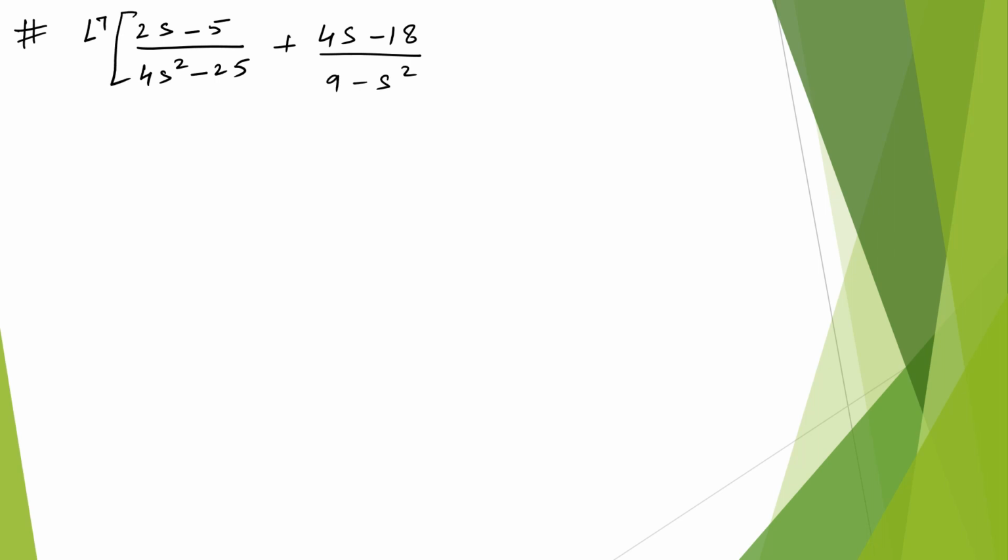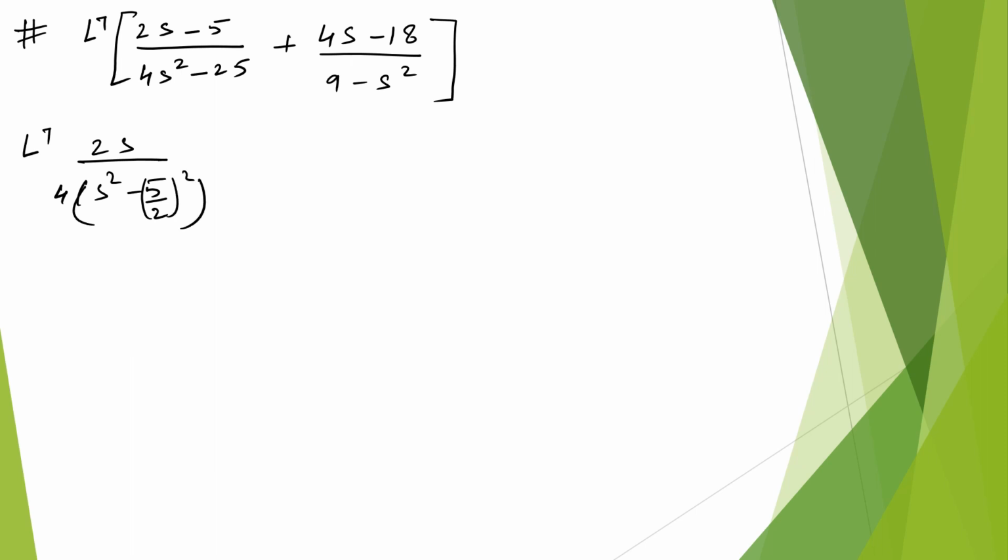Now we are taking one more example: find the Laplace inverse of (2s minus 5) over (4s square minus 25) plus (4s minus 18) over (9 minus s square). To find the Laplace inverse of this, we are again splitting it: 2s over 4 is common, s square minus (5 by 2) whole square.